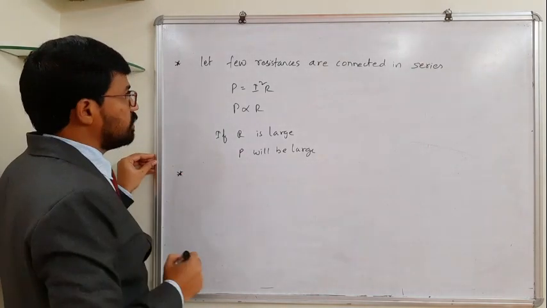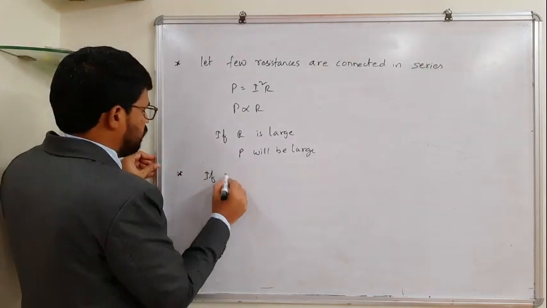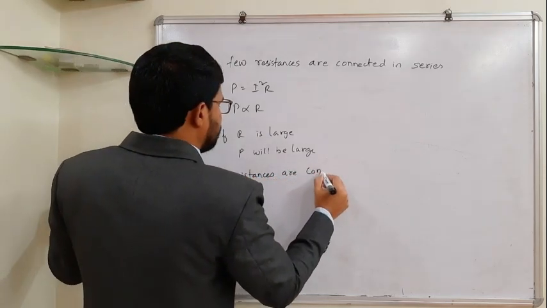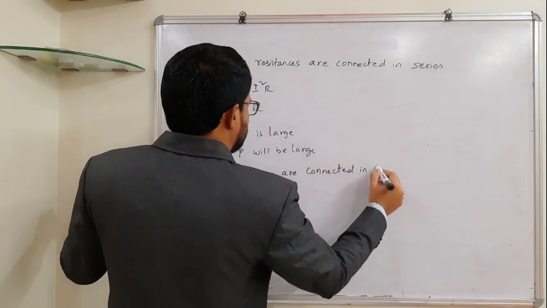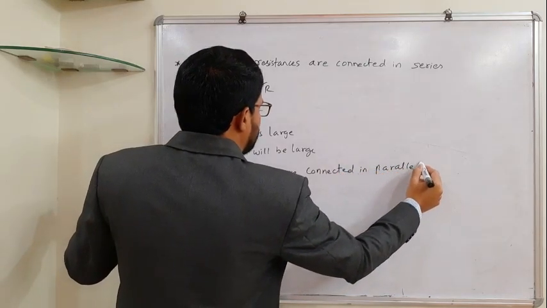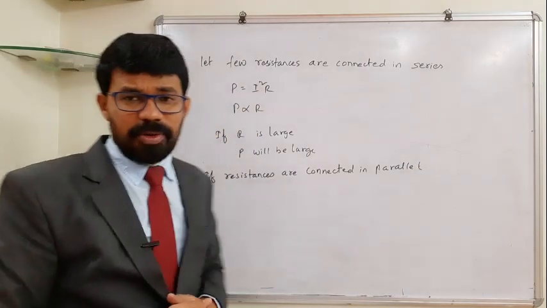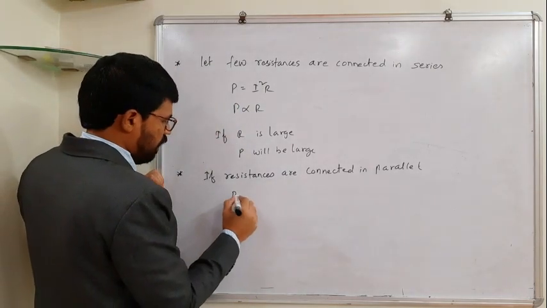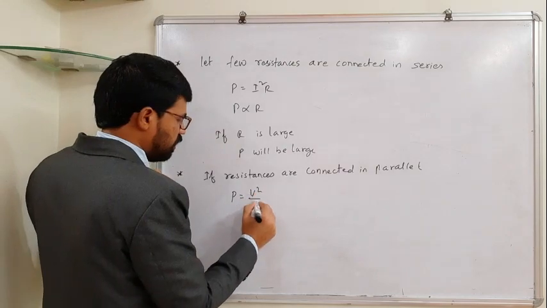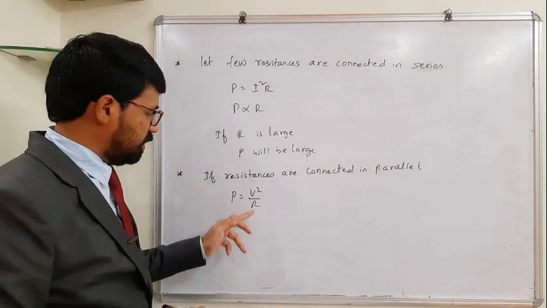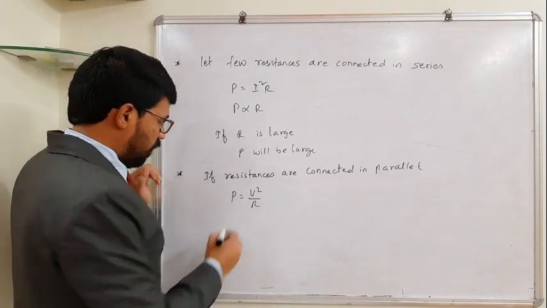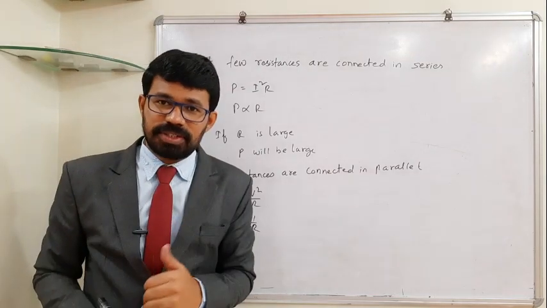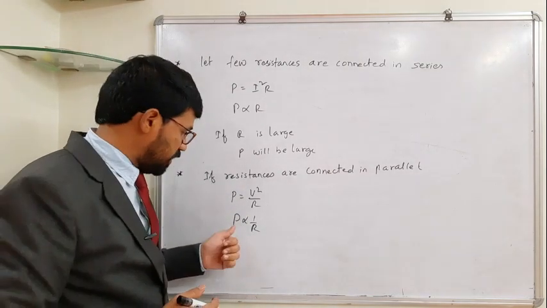What if these resistances are connected in parallel? In case of parallel combination, potential across all the resistances remains the same, isn't it? So if that is the situation, I'll pick up this equation. Power consumption is equal to V square by R. V is the same and P can be written as inversely proportional to R. When you write P inversely proportional to R, what does it mean? The lesser the value of resistance that you have connected in the parallel combination, the more power it consumes.